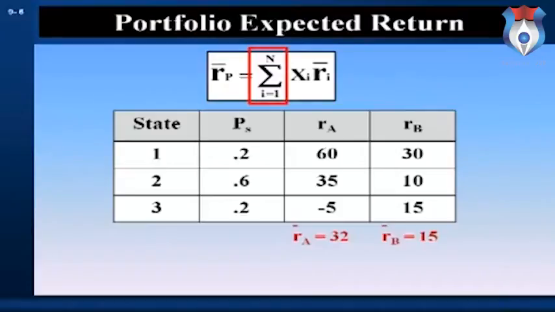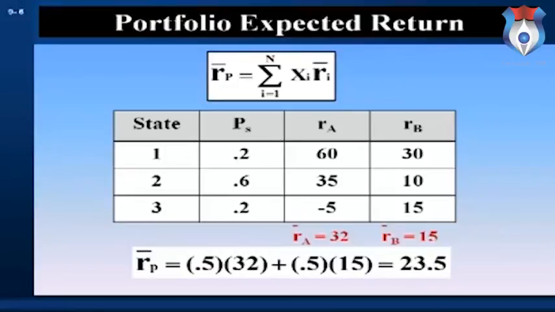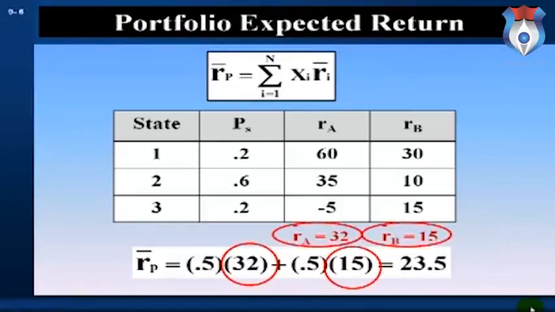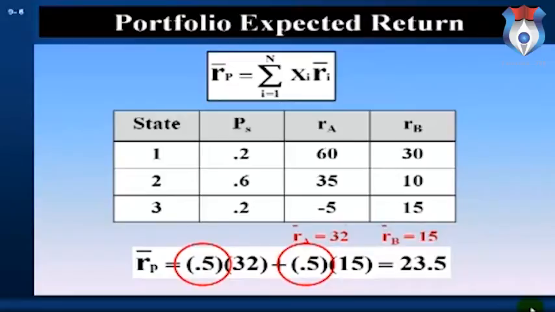So let's calculate the expected return of our equally weighted portfolio. From their probability distributions, we calculate the expected return for security A and security B. We weight the expected return of each security by the proportion of the portfolio invested in that security and sum across all securities. The expected return of the portfolio is 23.5%. So what does an individual security bring to the expected return of a portfolio? An individual security brings its expected return to the expected return of a portfolio in proportion to its investment in the portfolio, no more, no less.